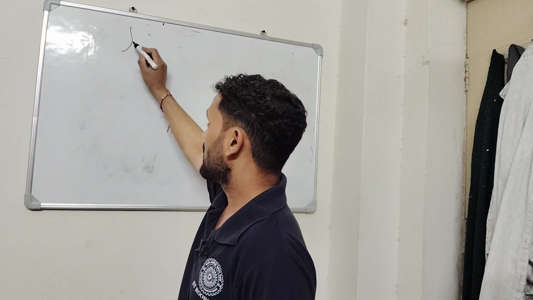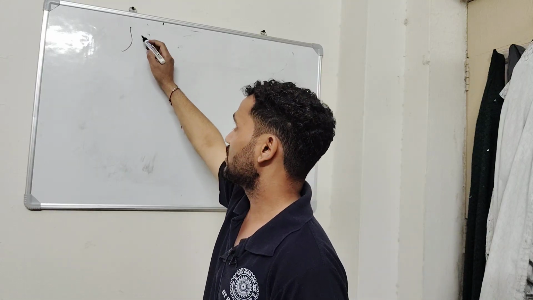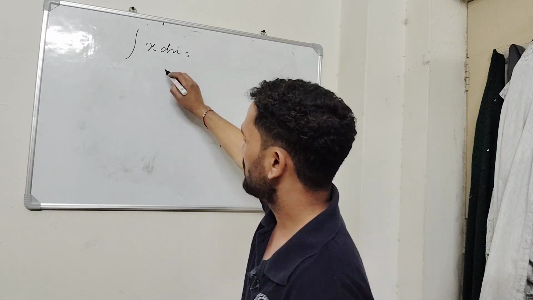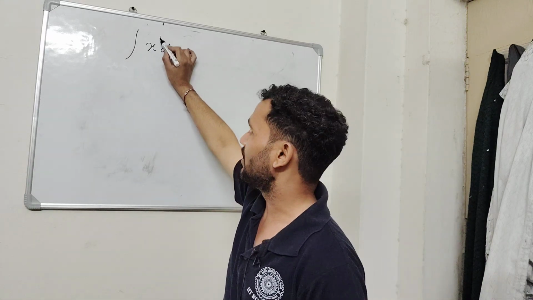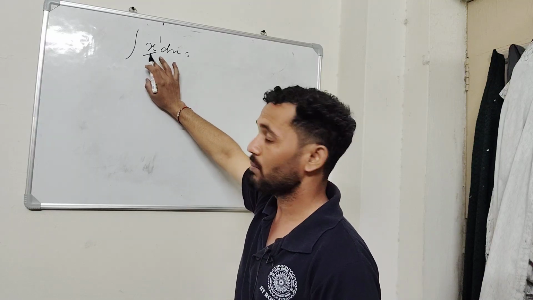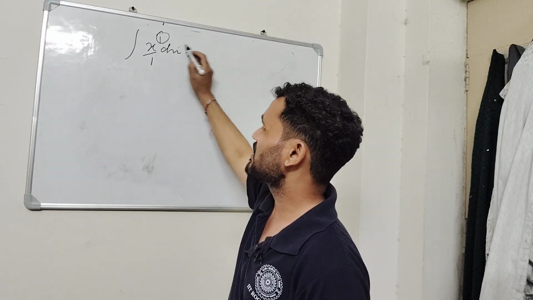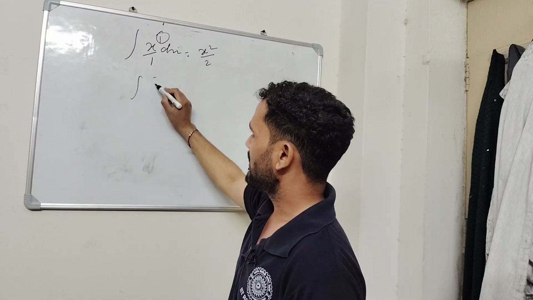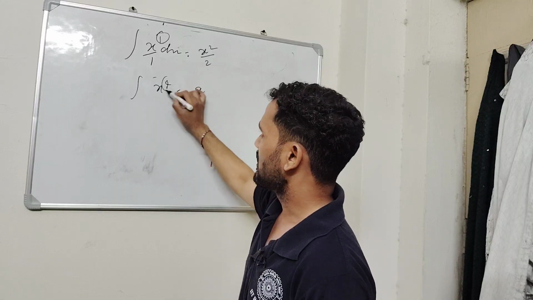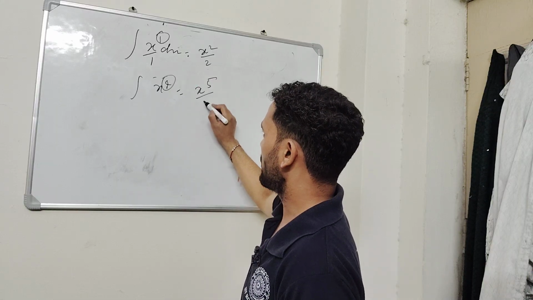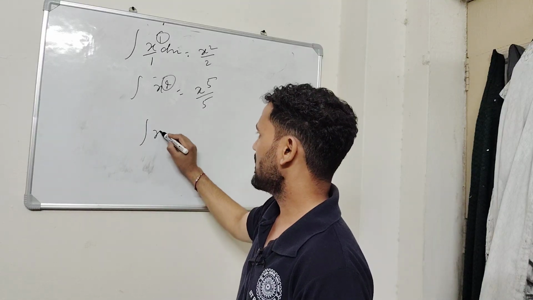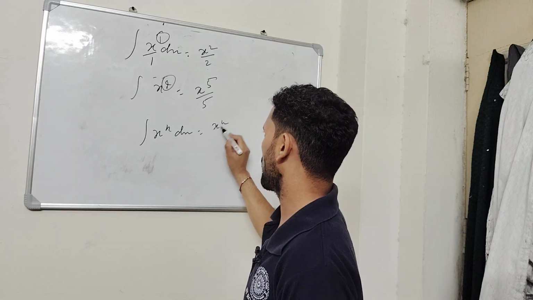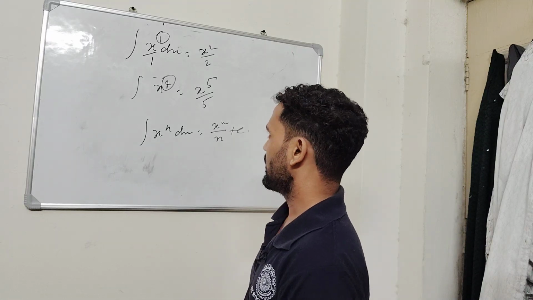When an algebraic function is given in integration, then what will you do? Simply, x dx, what is the power of x? 1. What is the number in the denominator? 1. So just increase the power by 1 and divide by the same number, right? Simply x power 4 becomes x power 5 divided by 5, the same number. So we generalize: the integral of x^n dx is equal to x^(n+1)/(n+1) plus c, right?